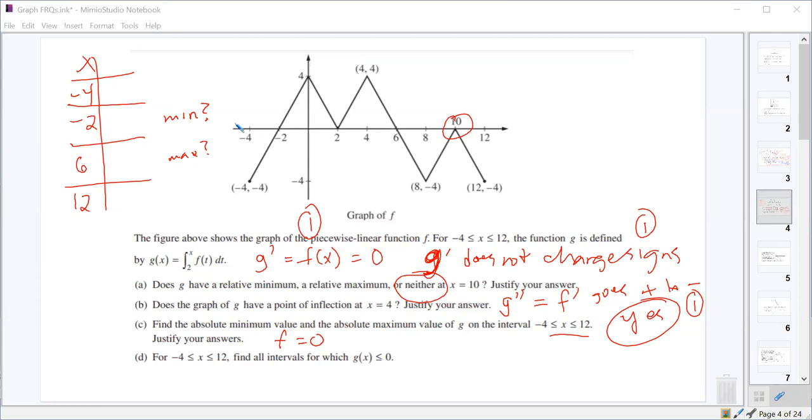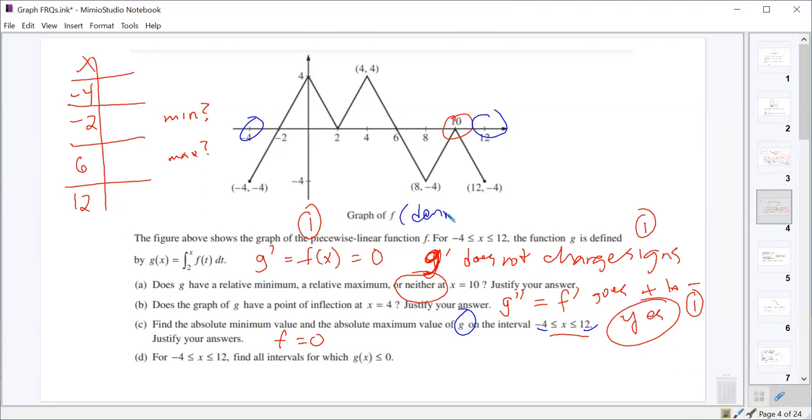Yeah, so we picked -4, we picked 12 because those are the endpoints of our interval. So of course we picked those. And then we need to look at every other place where the derivative of g, because that's what we're interested in, is equal to 0. The derivative of g is f, so we look where f is 0. So at -2, f is 0. And remembering that f is the derivative of g, right?